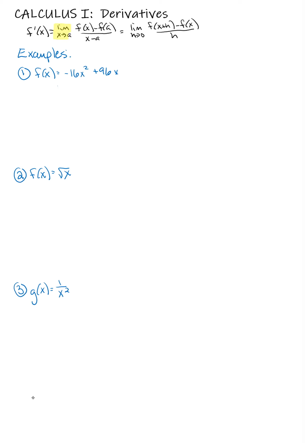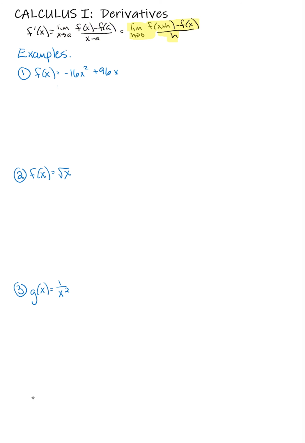We have that the limit as x approaches a of f of x minus f of a over x minus a is equal to f prime. And that looks like the slope, and it is indeed the slope of the tangent line. There's also the limit as h approaches 0 of f of x plus h minus f of x over h. That's the limit of the difference quotient.